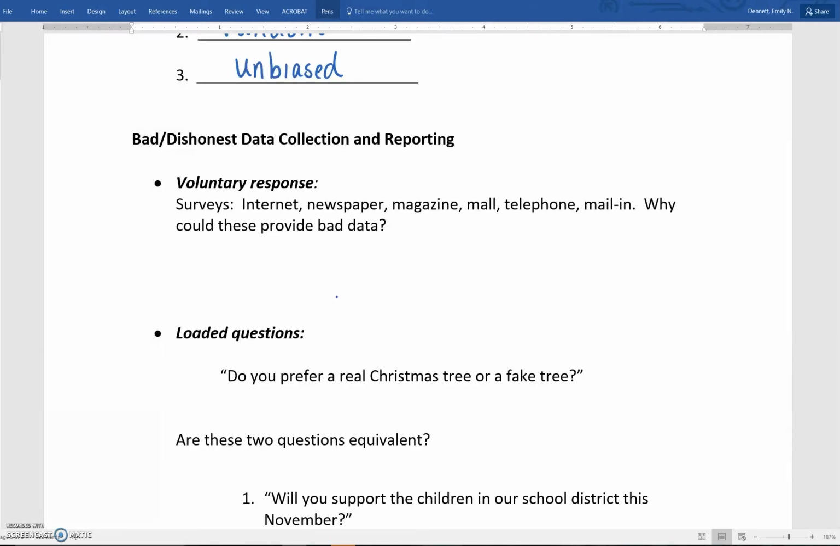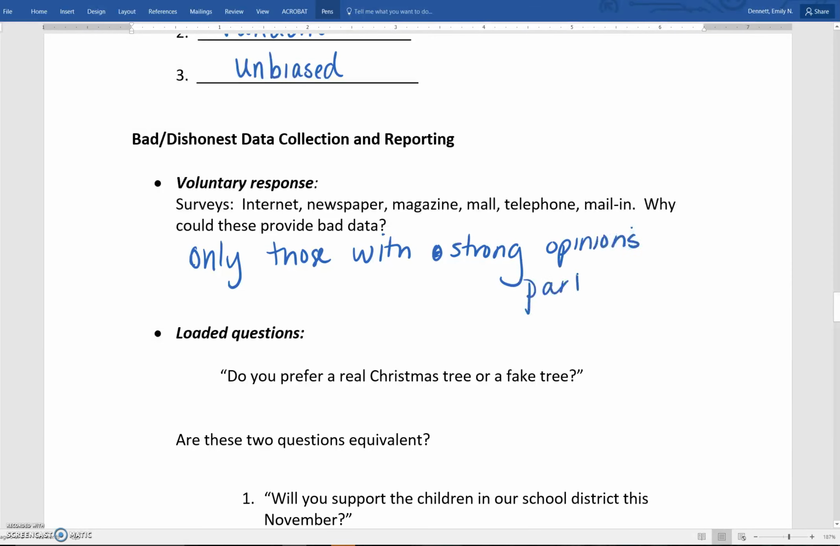And the problem with those is that only those with strong opinions are going to fill out the survey. So they're the only ones who participate. This is why if you go onto a review site, you'll either find the people who love the product, thought it was the best, or the people who hated it and found stuff wrong with it. So that's one thing to just be aware of when you have a voluntary response survey.